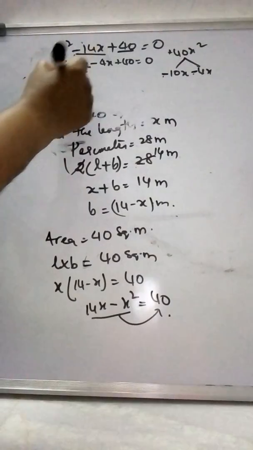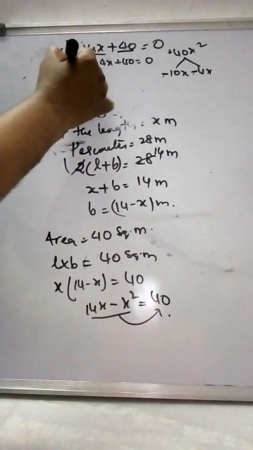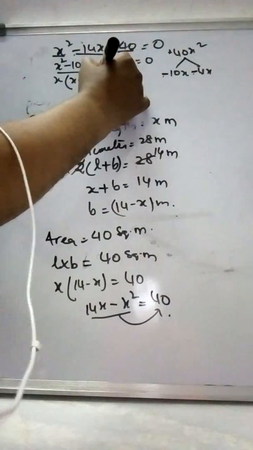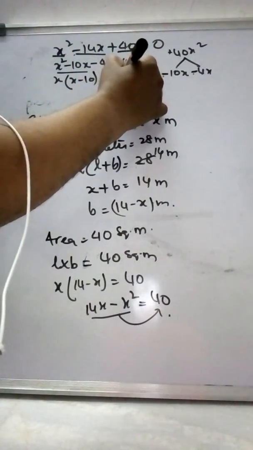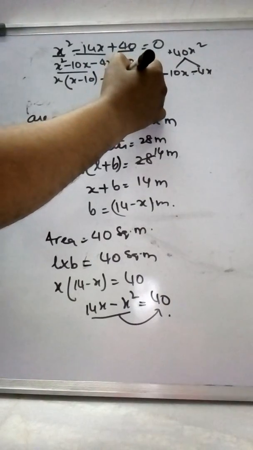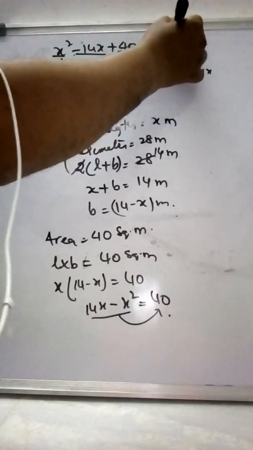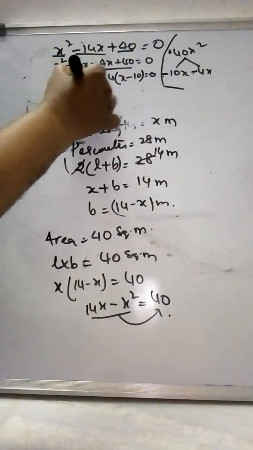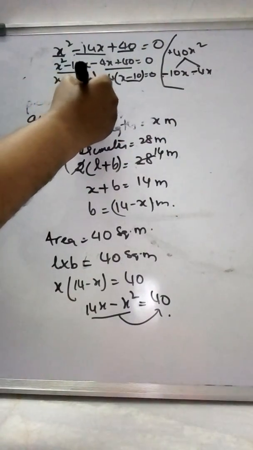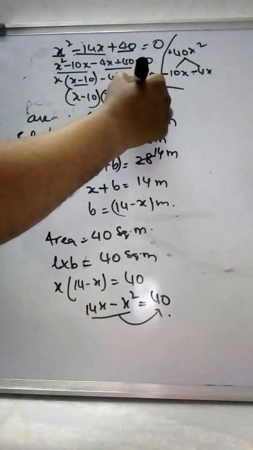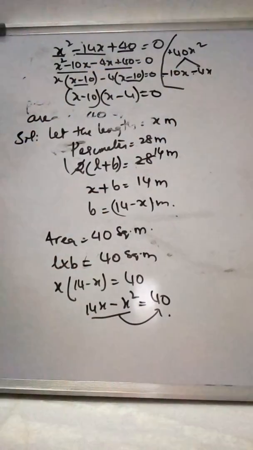Now in these two terms, x is common, so I'll take x common, so I'll have x minus 10, and in these two terms, minus 4 is common, so it will be x minus 10 is equals to 0. This is the rough work. Again, x minus 10 is common. If I take x minus 10 common, x will be remaining here and here it will be minus 4 is equals to 0.